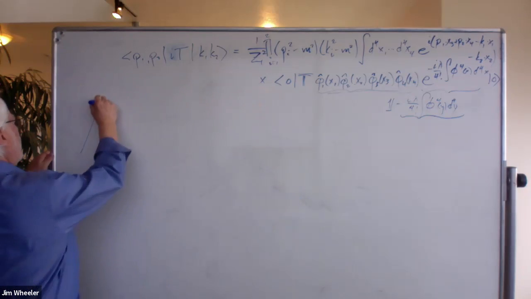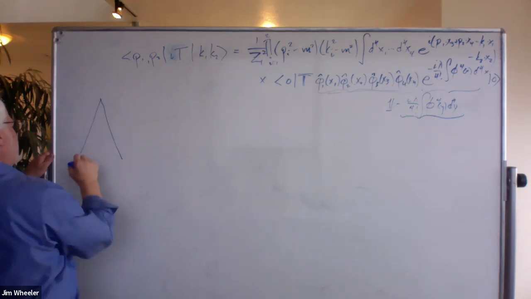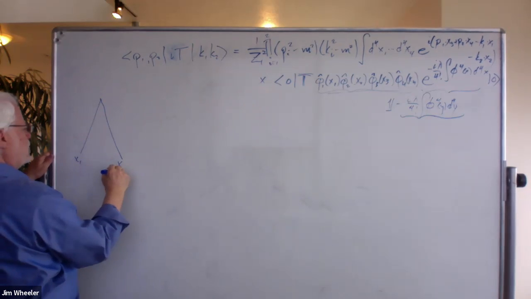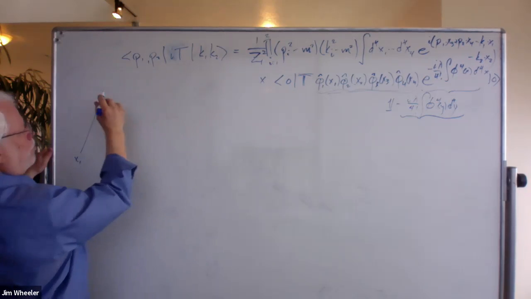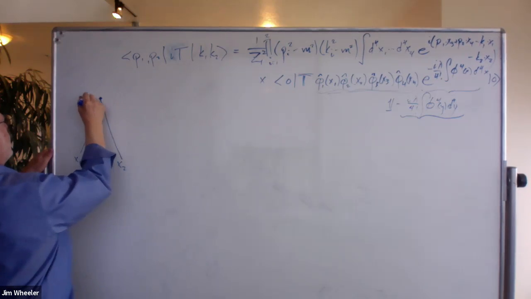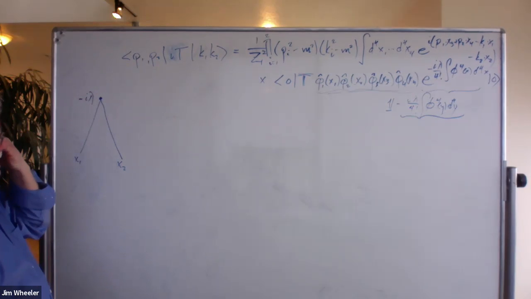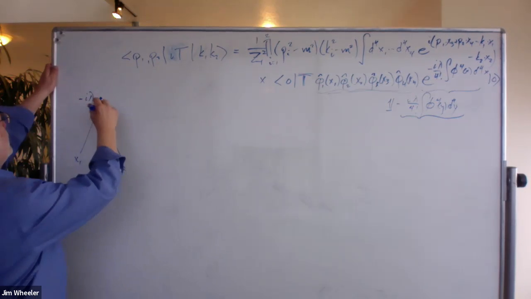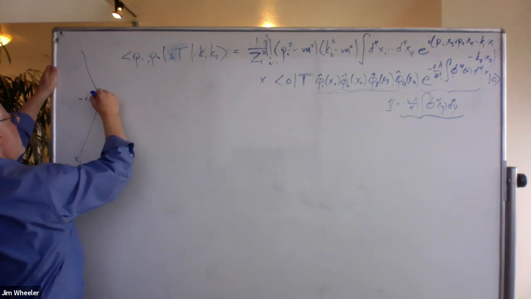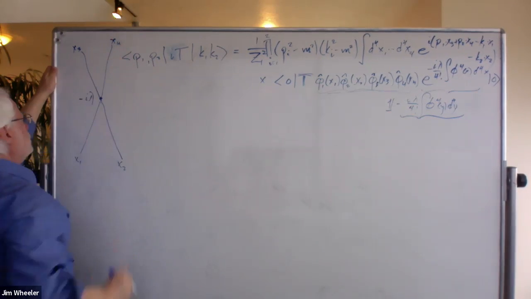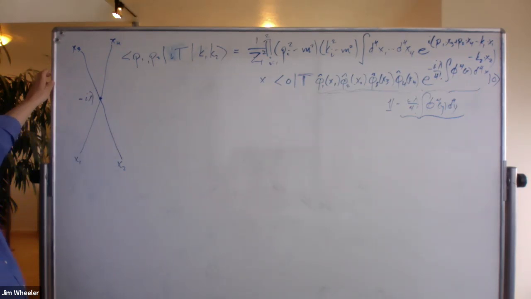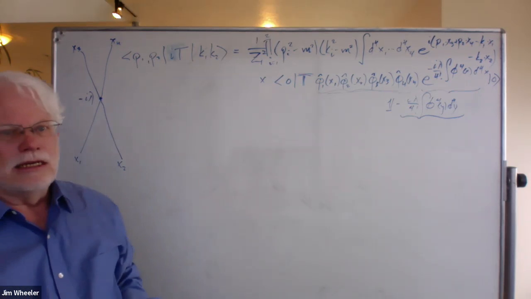So everything is going to come together at that vertex. X1 and X2 will meet at this vertex with a probability proportional to minus I lambda that ends up squaring. And then the scattered particles, X3 and X4, come out like this. So this is the diagram we're talking about.